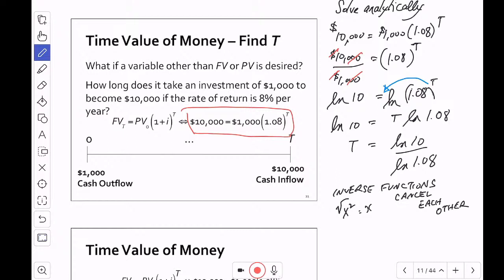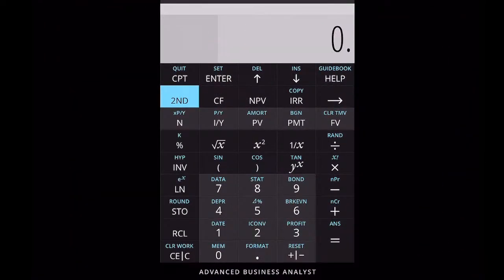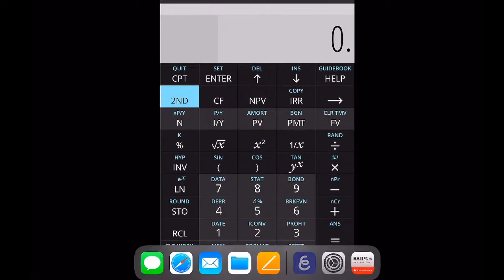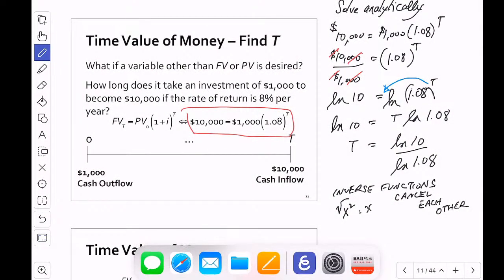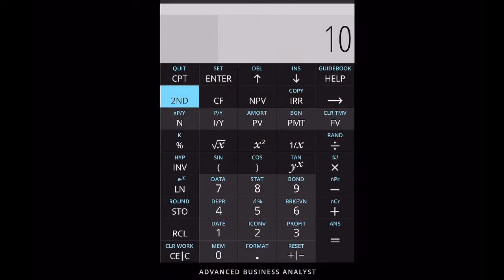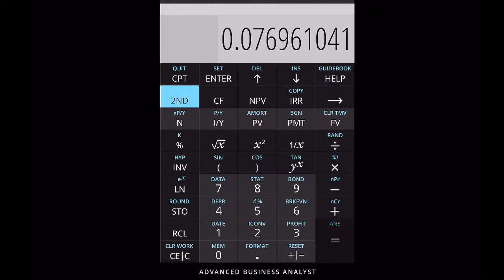So to get this, ln 10 divided by ln 1.08, let me show you. So ln is here, but I think you have to press the number first, right? So it's 10 divided by 1.08. So we hit 10 first, logarithm, divided by, you're going to have to use brackets, 1.08 logarithm to get it.